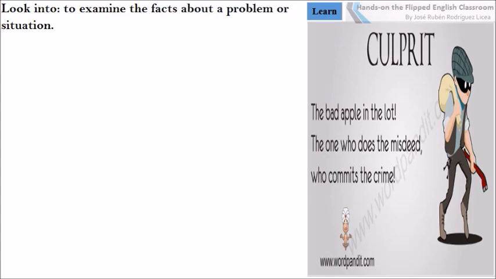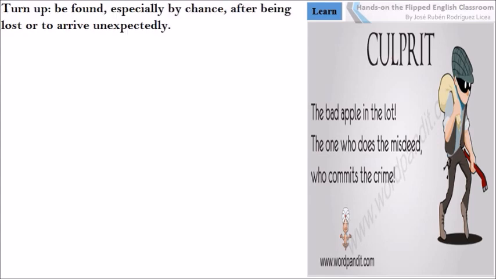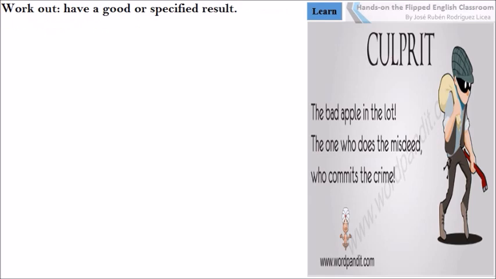Look into, to examine the facts about a problem or situation. Turn up, be found, especially by chance, after being lost or to arrive unexpectedly. Work out, have a good or specified result.